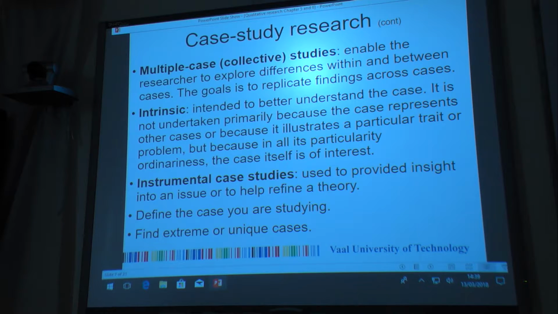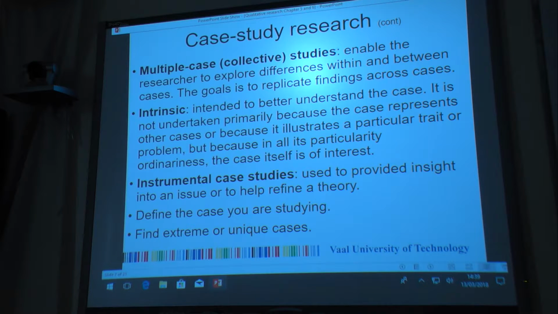Then intrinsic is intended to better understand the case. It is not undertaken primarily because the case represents other cases or because it illustrates a particular trait or problem, but because in all its particular ordinariness, the case itself is of interest. In other words, it's a single case that happened just once.